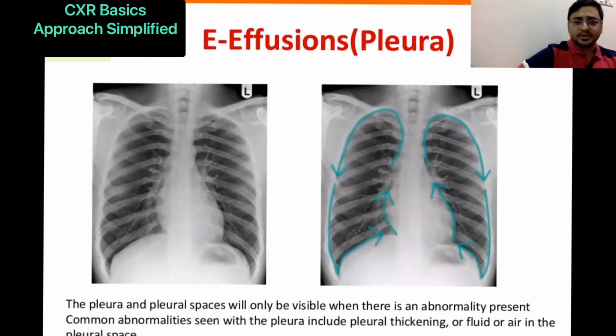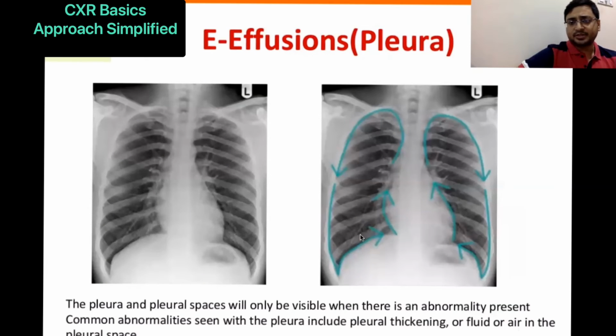E for effusions. The pleura and the pleural spaces will only be visible, as we all know, when there is abnormality present inside that cavity, like in the form of water, pleural effusion, or any hemorrhage, or other things like chylothorax, or air in case of pneumothorax. So these are the lung fields.